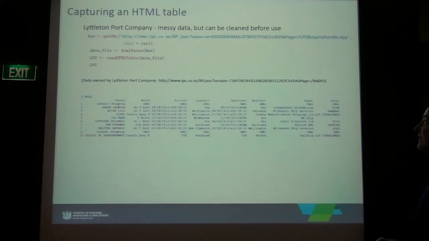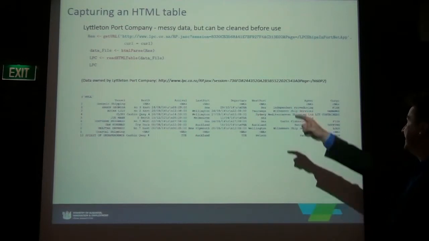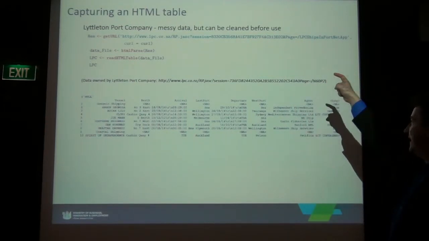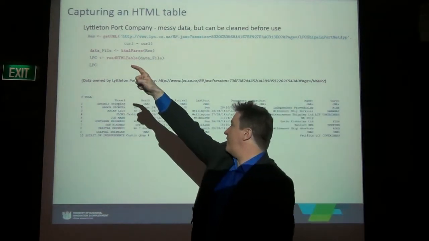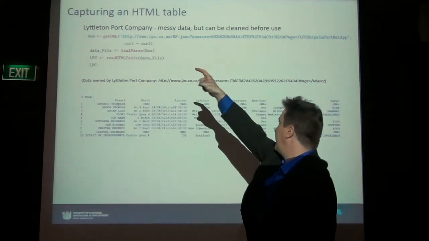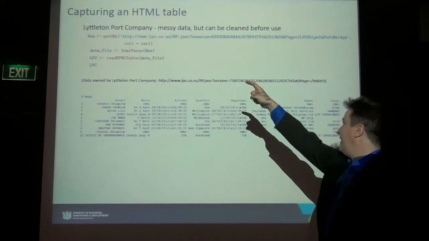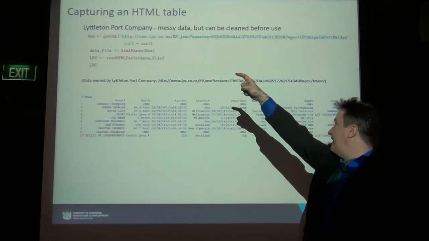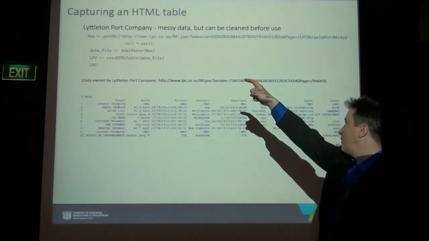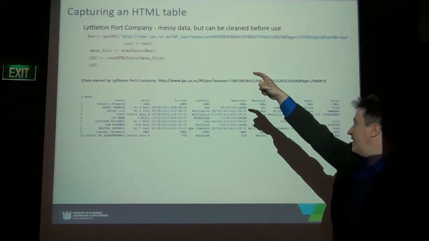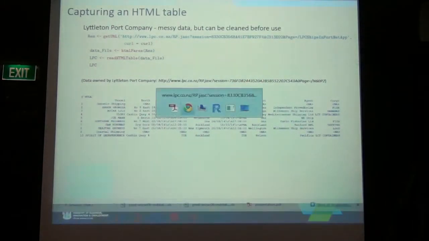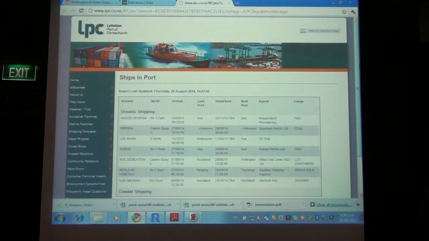Now, as you can see, this is messy data, in the sense that you've got NAs over here, and you've got something going on here, coastal shipping, which is obviously a heading. And then you've got things over here where that's a departure date, and here's one with the departure time, and no departure dates to be approved. And that's going back to the underlying structure of the data itself, and there's nothing you can do about that.